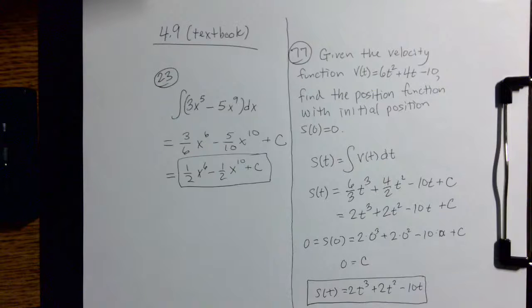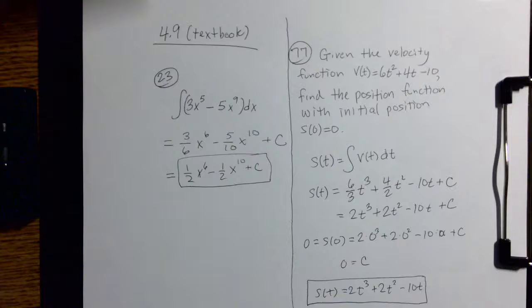Okay, 77 involves the same concepts, but it's asked in a fairly different way. It says, given the velocity function v of t equals 6t squared plus 4t minus 10, find the position function with the initial position s of 0 equals 0.